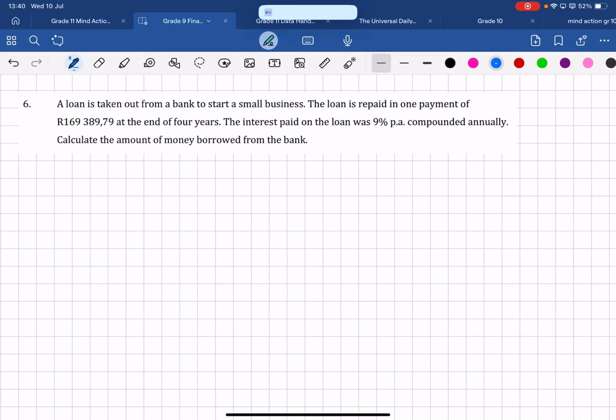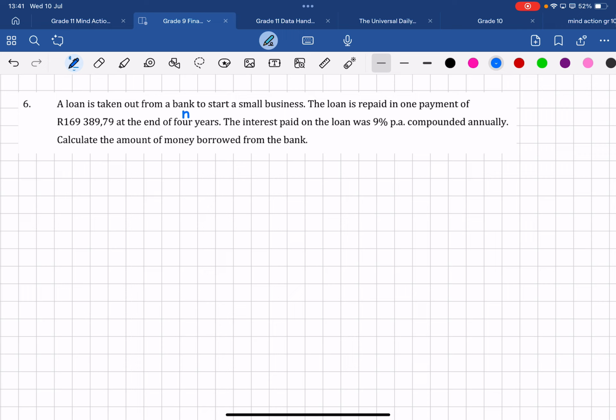The loan is repaid in one payment of 169,389 Rand and 79 cents at the end of 4 years. Now guys, ignoring this big number here, do we all agree that N is going to be 4? Because it's 4 years, so we can at least see that straight away.